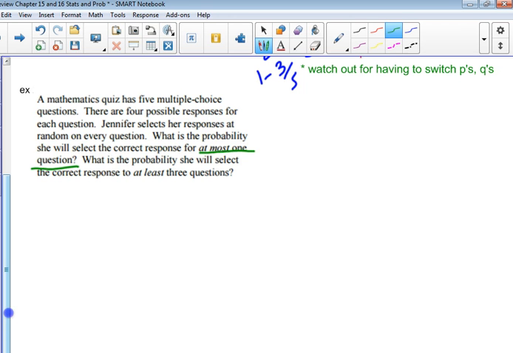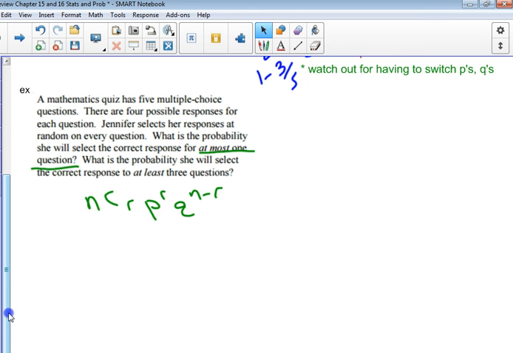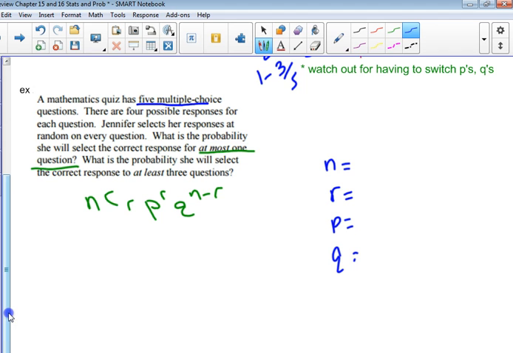We still need to use the nCr, p to the r, q to the n minus r formula. But actually, let's get all of this off first. What's this n going to be? How many total questions do we have here? 5. Okay. And the math quiz has 5 multiple choice questions.